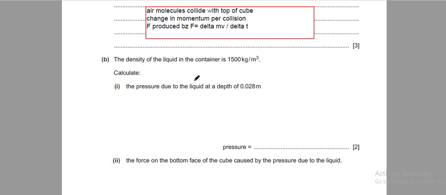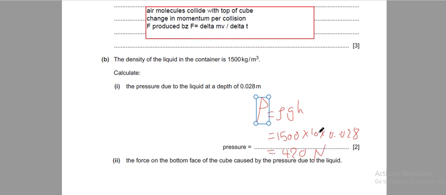The density of the liquid in the container is 1500 kilogram per meter cubed. Calculate the pressure due to the liquid at a depth of 0.028 meter. We know the relation P equals rho g h. Rho is 1500, g is 10, h is 0.028. So the answer would be 420 Pascal.